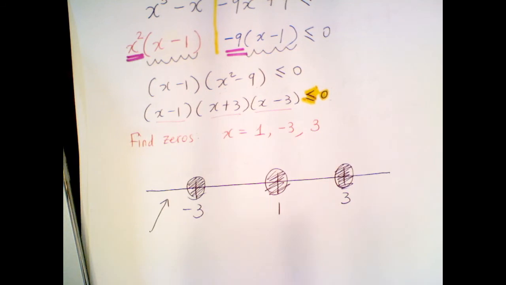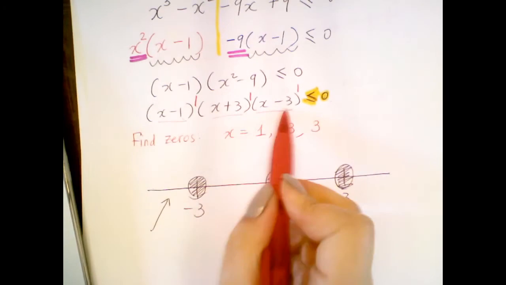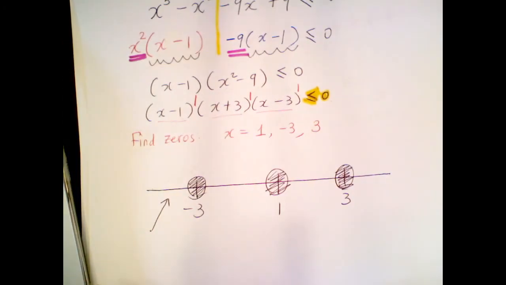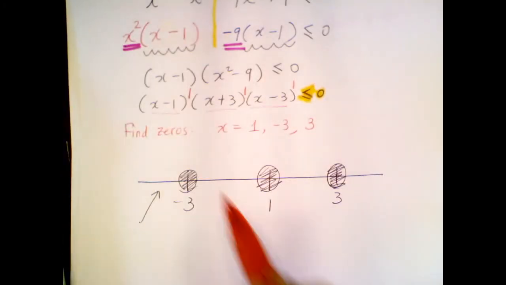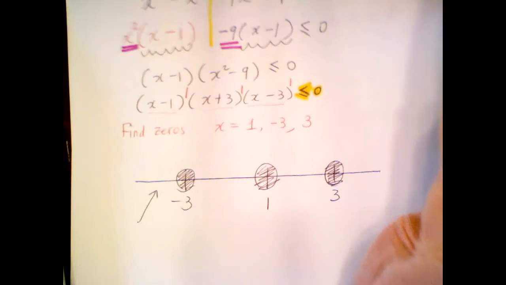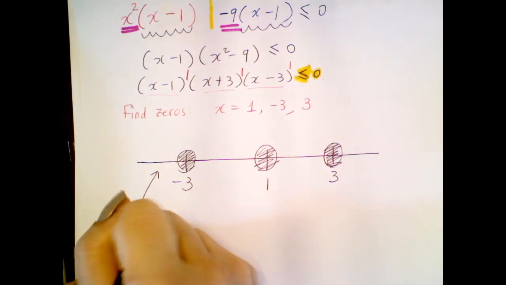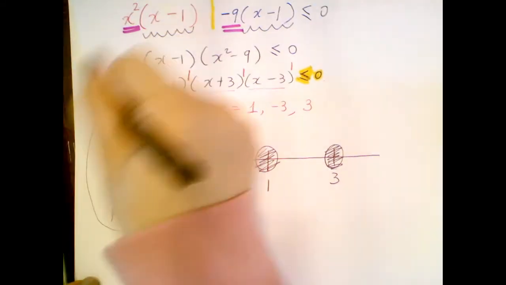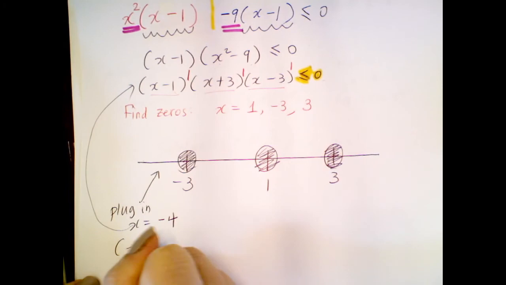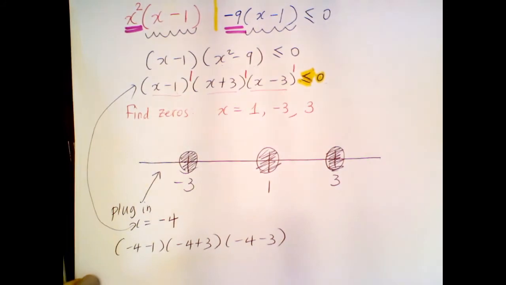You know why? Because you notice the multiplicity is 1, 1, 1. Odd multiplicity, guys, that means it's going to cross. Okay, and I think we've seen enough that if you have odd multiplicities, yeah, that was one of the theorems that we talked about a while ago. Plug in one of the values here. Plug in x equals -4. I'll plug in -4 in here, okay? -4 minus 1, -4 plus 3, and -4 minus 3.